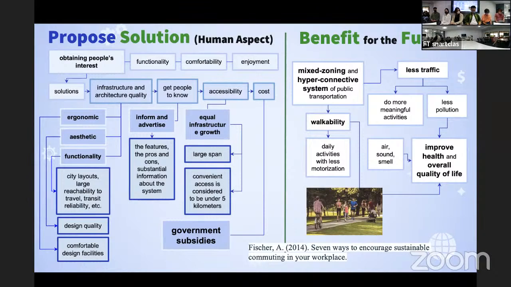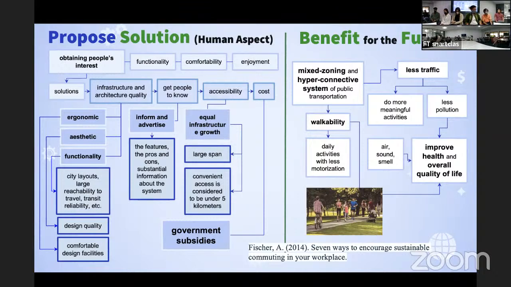The first solution is to improve the infrastructure and the architecture quality. From here, we analyze three aspects: the ergonomic, aesthetic, and also the functionality. First of all, the functionality. It's more connected to the engineering part. Perhaps we can improve the city layout for larger reachability to travel, and maybe better reliability for the transit.